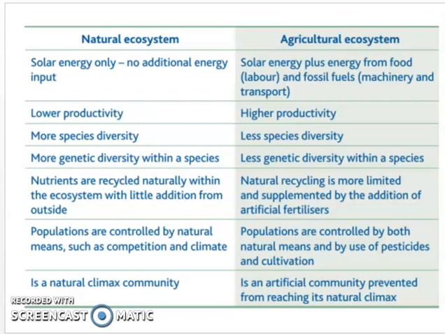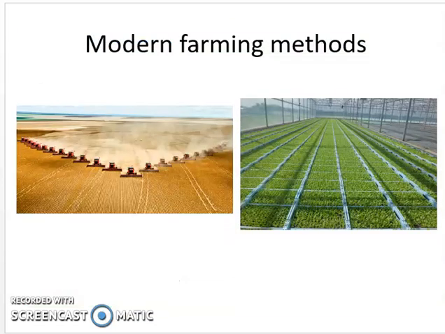Populations are controlled by natural means such as competition and climate, whereas that's sort of true in natural scenarios, but in agriculture we use pesticides, another thing. And now don't worry about the last one about the climax community, because you don't know about that yet. We will get to that later. Go back to this picture.